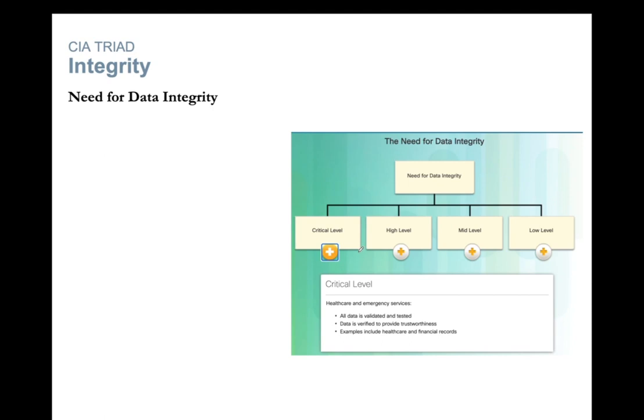Similarly, the high level data integrity covers e-commerce and analytics. Here all data is validated and data is checked to provide trustworthiness. The examples for this high level data integrity include the organization's databases. And finally, there is the critical level data integrity, needed for healthcare and emergency services, which includes all data validated and tested, and data verified to provide trustworthiness.